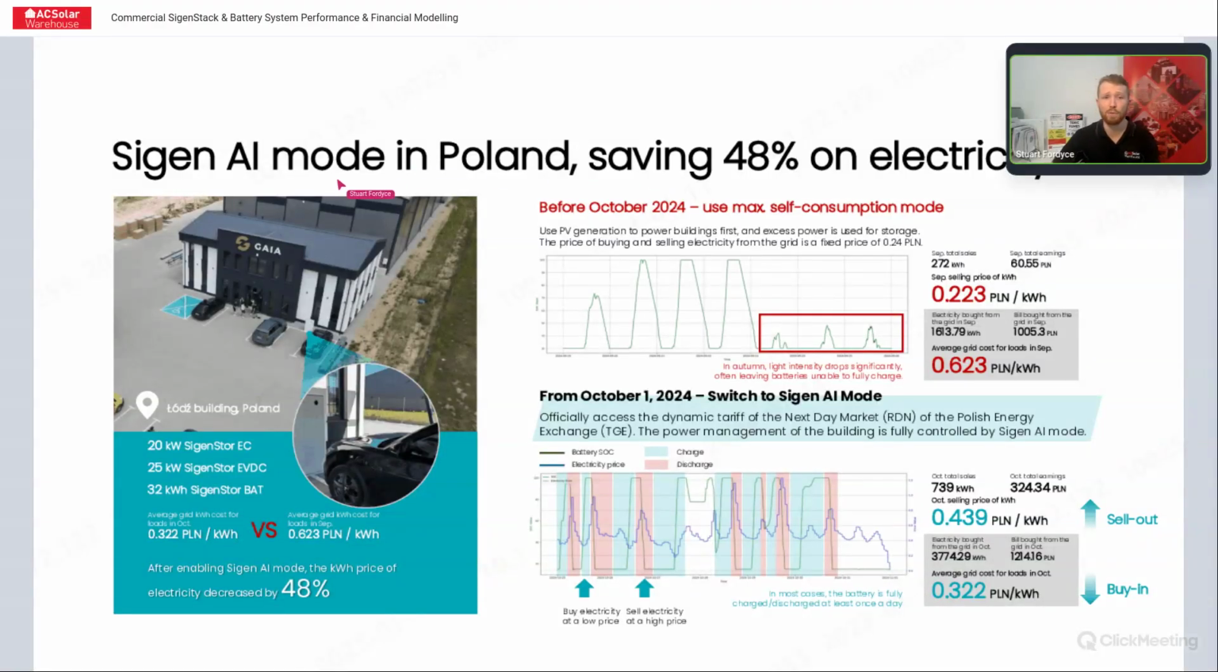And this is a real life example of a commercial system. It was 20 kilowatts of inverter capacity and 32 kilowatt hours of battery. And with the AI mode, compared with a maximized self-consumption mode, it yielded a savings of 48% on electricity bills. Now, 48% is huge. That's not something you could expect every time, but it does showcase some of the tech options that are available through Sigenergy now and what we can expect in the future as this stuff gets more and more techy.